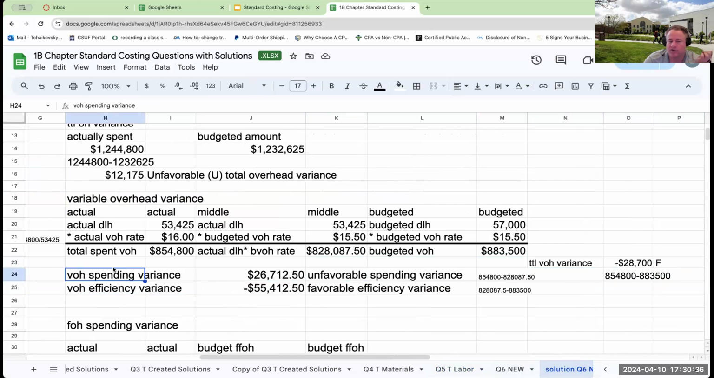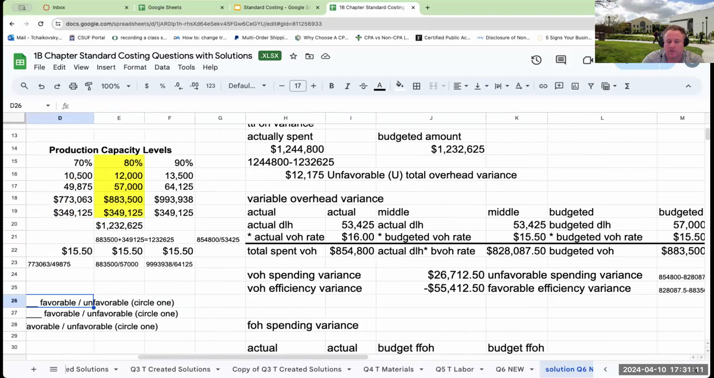By coming over here to the spending, how do I do the spending? I put the actual amount on top of direct labor hours, and I'm multiplying this by the budgeted variable overhead rate. By leaving the actual direct labor hours constant, I can then focus on the difference between these two. It's unfavorable. I spent more on a per direct labor hour basis. Over here for the efficiency, this is going to be favorable. Why? Because I used less hours than I had budgeted.